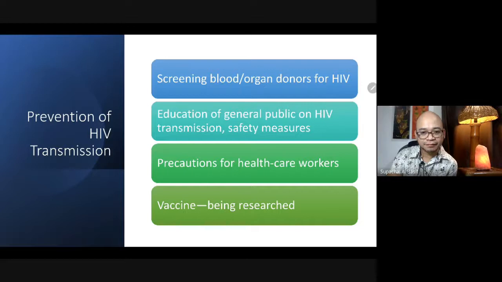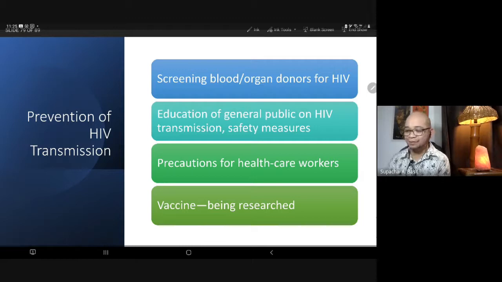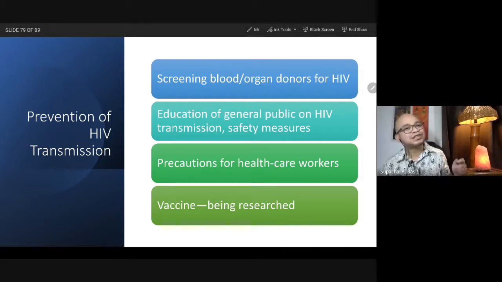Okay. How do we prevent HIV transmission? Well, this is very important, no? Prevention. We should screen blood or organ donors for HIV, educate the general public on HIV transmission, observe safety measures and precautions for healthcare workers, and develop a vaccine. However, the vaccine is still being researched. It's quite difficult to develop vaccines for HIV.